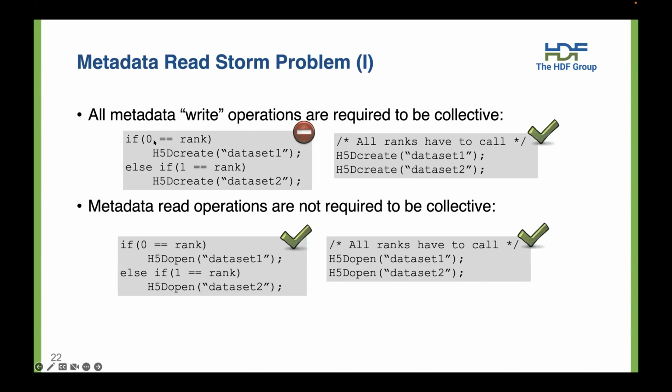As you know, metadata write operations are all required to be collective, and you must do this in the correct order. For example, if rank 0 creates dataset 1, you can't have the other rank create dataset 2. They both have to be involved in the dataset creation. The read operations are not required to be collective, so you can open a dataset with one rank and another dataset with another rank. Or you can have all the ranks open up dataset 1, dataset 2.